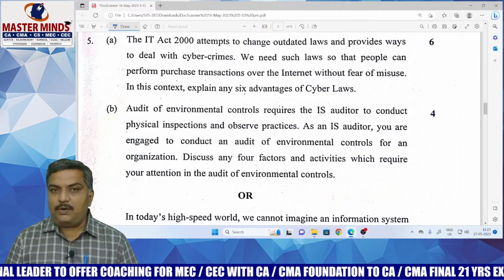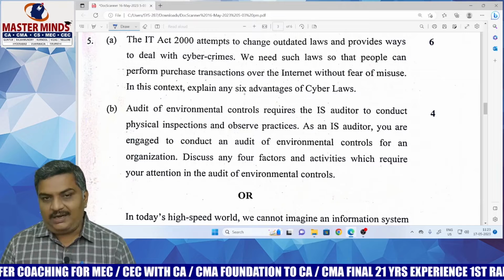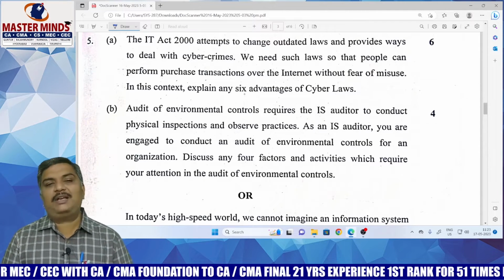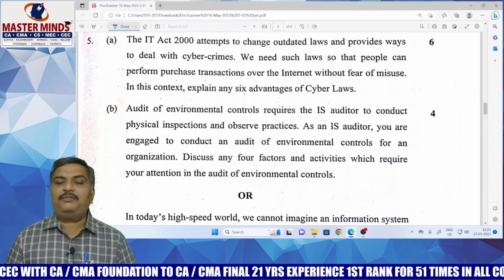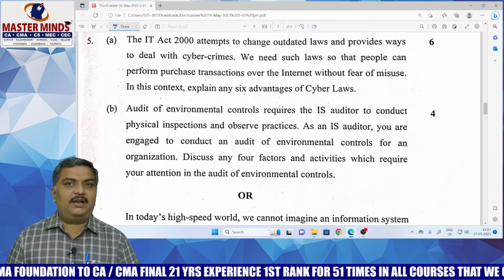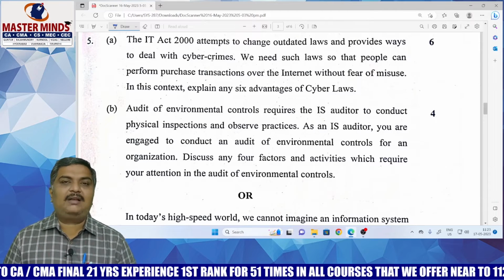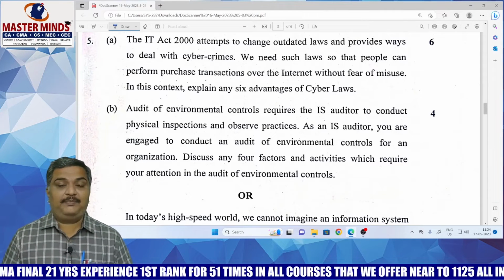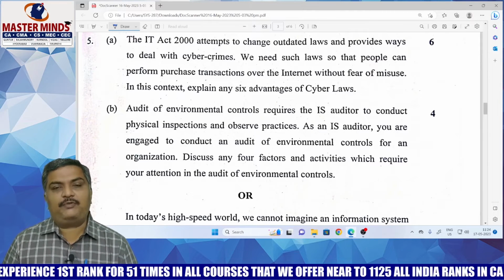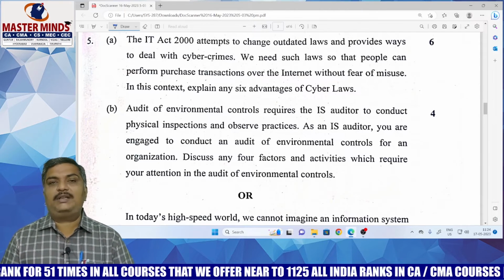Every one of us knows that in India we have the IT Act, which was first enacted in the year 2000 and later modifications were done in the year 2008. So what is the main intention of this IT Act? The main intention of the IT Act is to remove all the outdated laws and to introduce a new framework to deal with cyber crimes. And this IT Act has given a lot of advantages, a lot of new ways of doing e-commerce business in India. So we need to write the advantages of cyber laws.